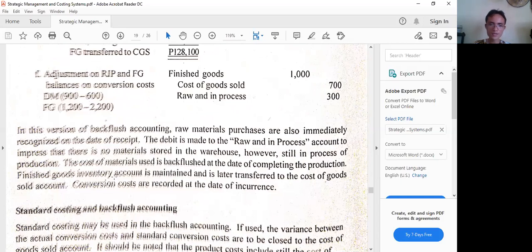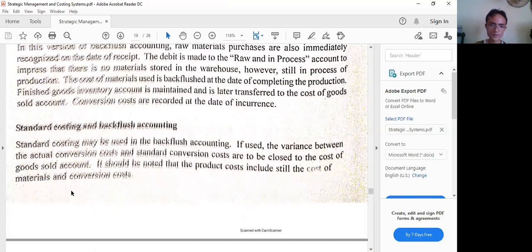Then finished goods inventory account is maintained and is later on transferred to the cost of goods sold, which is also true in the previous examples. And conversion costs are recorded at the date of incurrence, all right? Which is, again, these two are true in the previous latter examples if, for example, the triggering point would be the point of sale and the point of production, all right?